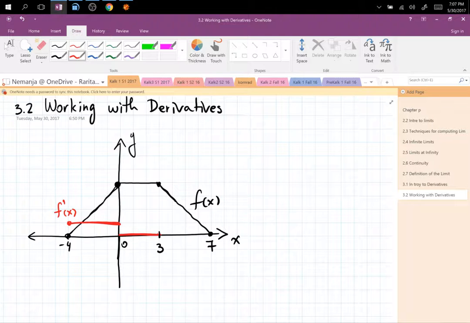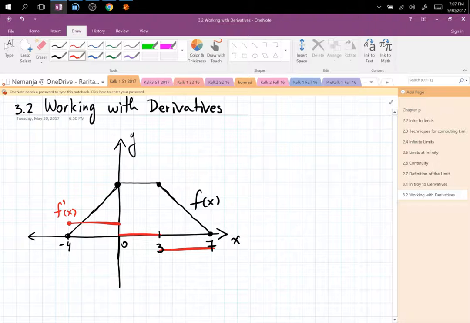And now we have a negative change. If you look from 3 to 7, the change is still 1 unit, but in the negative fashion because the function is decreasing. So you have to go 1 unit down, 1 unit to the right, 1 unit down, 1 unit to the right. And that introduces the negative slope, which means the derivative is -1, right here.